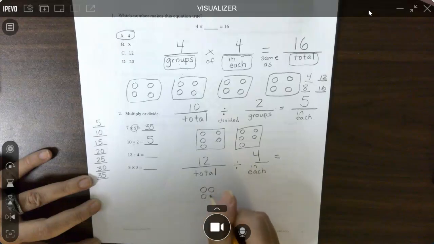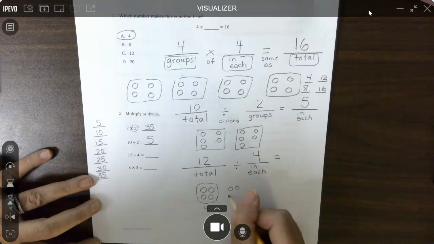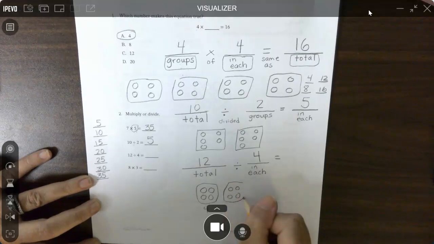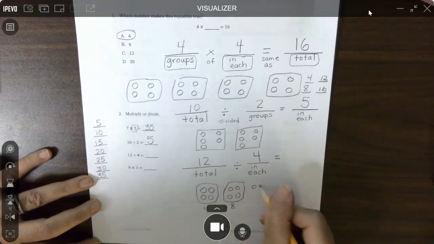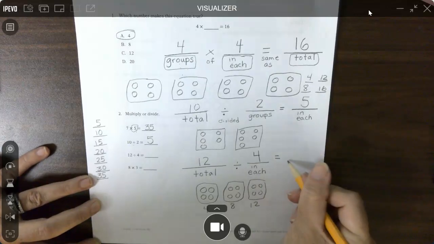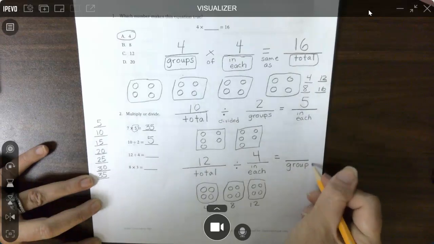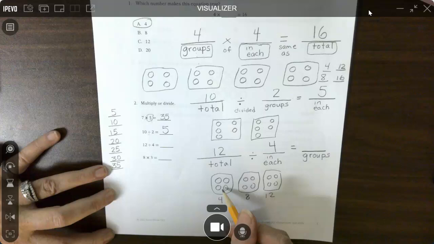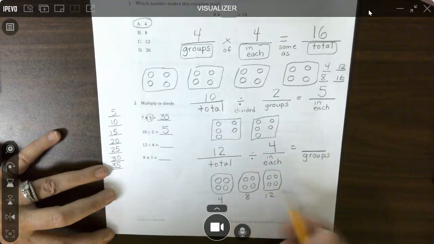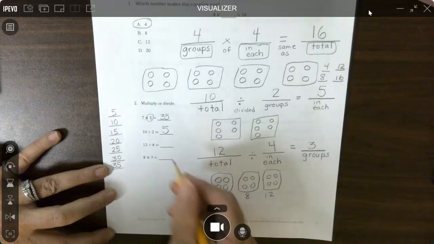I have 12 total things, and I'm going to put 4 things in a group. 1, 2, 3, 4, 5, 6, 7, 8, 9, 10, 11, 12. That means my answer will tell me how many groups I had. When I look at the picture, I have 1, 2, 3 groups. 12 divided by 4 is 3.